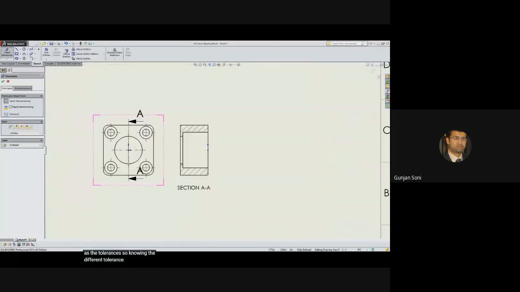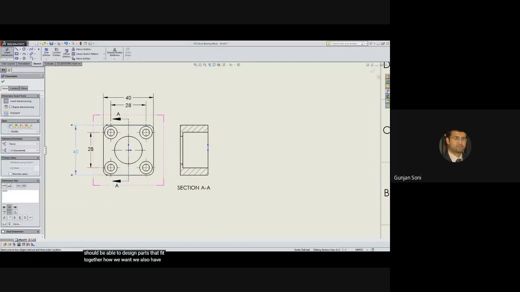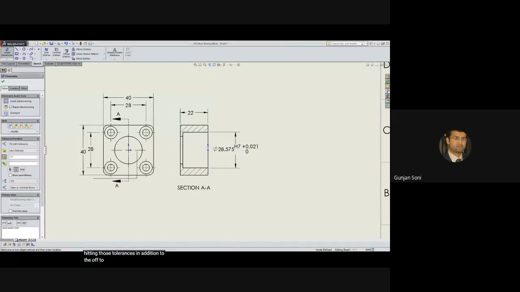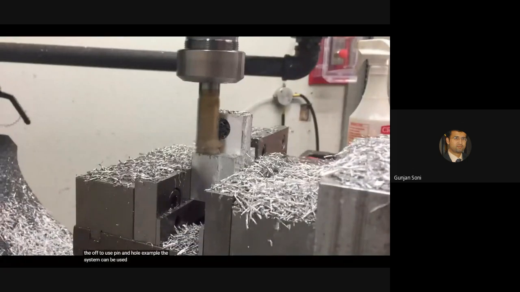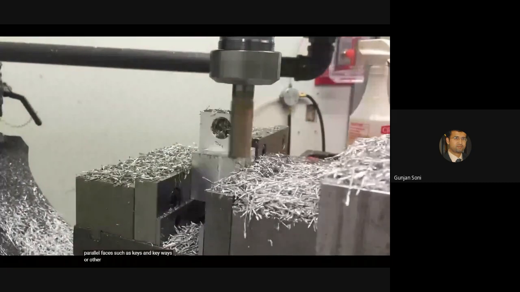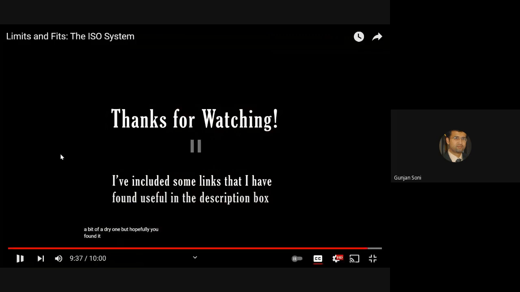So knowing the different tolerance zones and having a list of a dozen or so preferred fits, we should be able to design parts that fit together how we want. We also have a means of vaguely checking if a manufacturing method will be capable of hitting those tolerances. In addition to the oft-used pin and hole example, the system can be used for internal and external parallel faces, such as keys and keyways, or other features of size. Well, that was a bit of a dry one, but hopefully you found it useful.